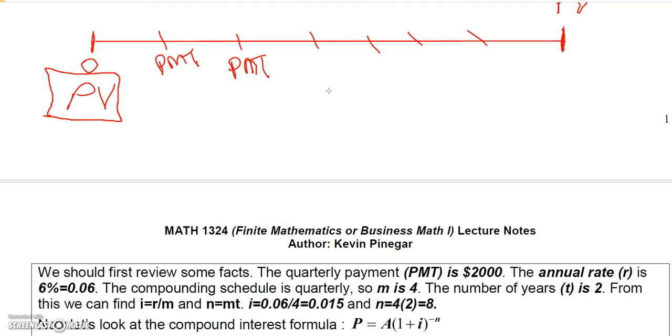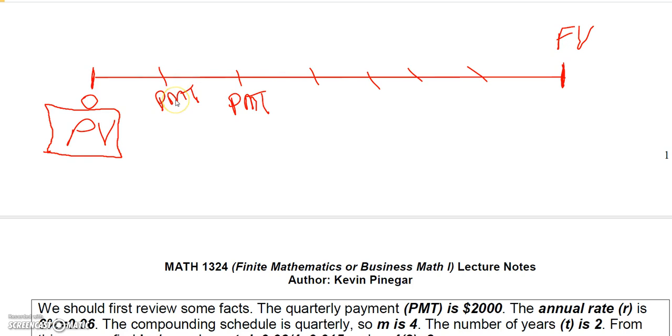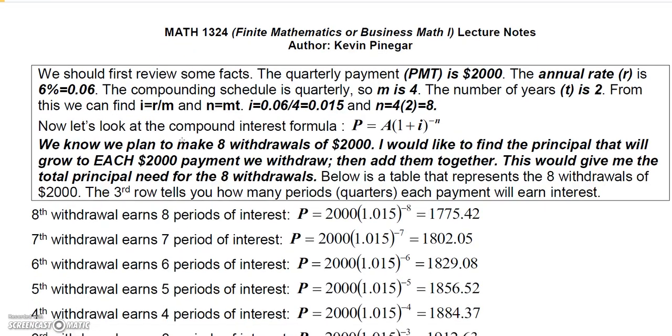So you can think of this up here as a $2,000 withdrawal, this is a $2,000 withdrawal, this is a $2,000 withdrawal, and things like that. But here's the question. How much would you need to have in the bank today to withdraw this $2,000? And then how much would you need to have in the bank today to withdraw this $2,000? And how much would you need to have in the bank today to draw this $2,000, and so forth? Well, if you find out how much you need in the bank for each of these 8 withdrawals today and add that up, then that's actually the present value of your annuity.